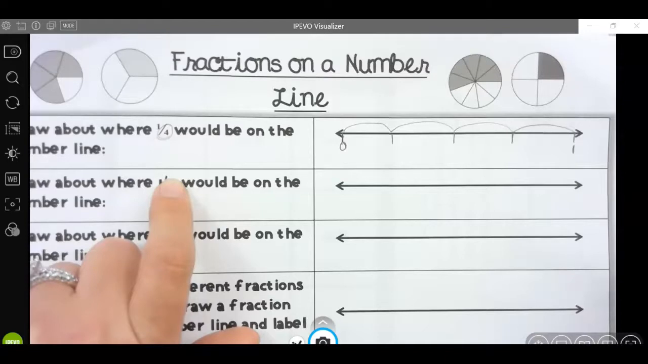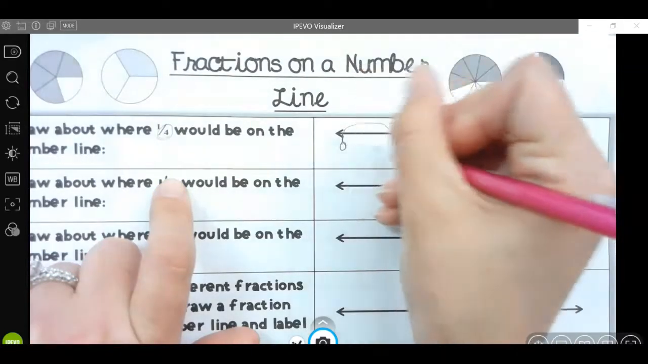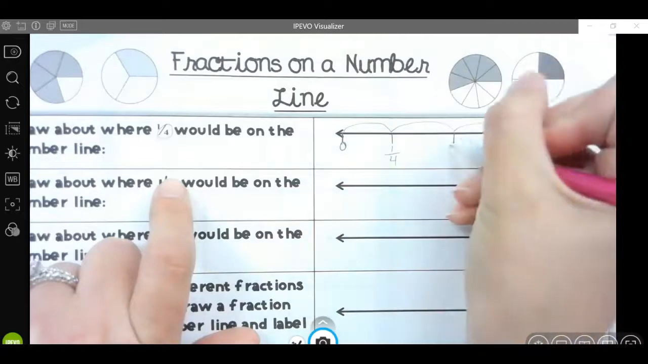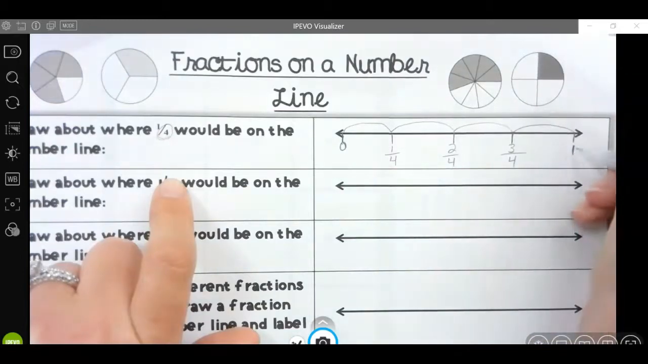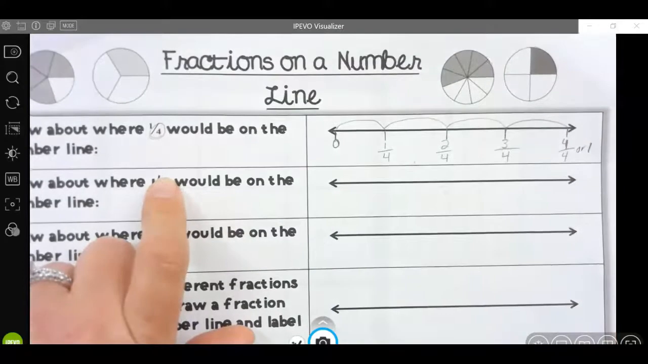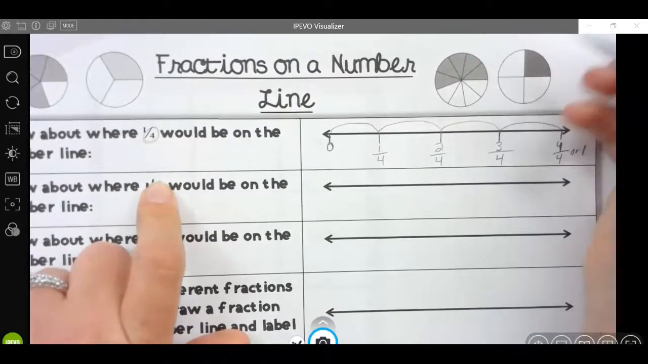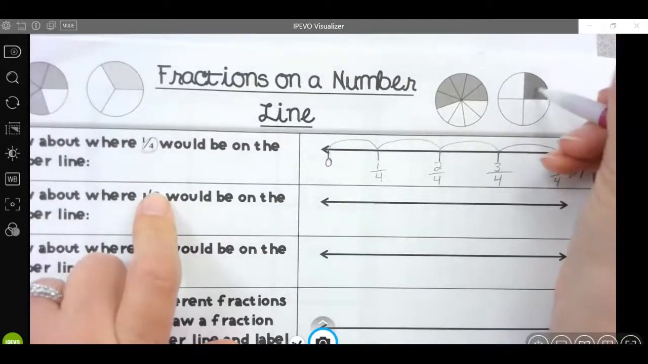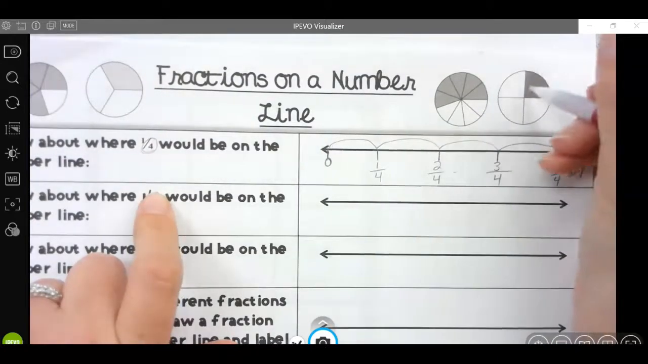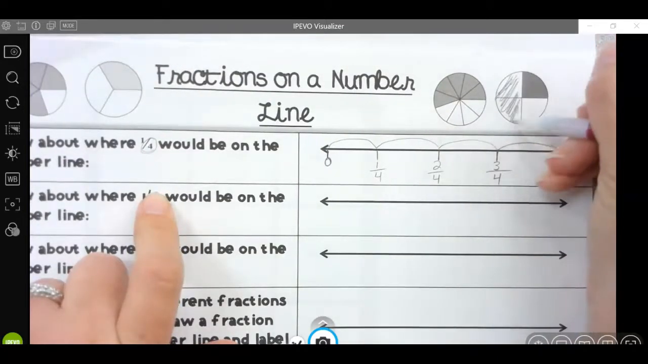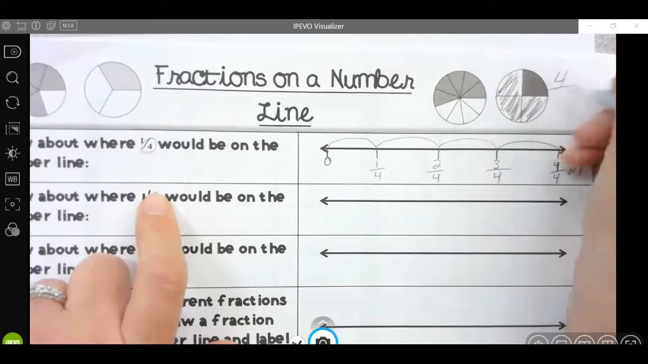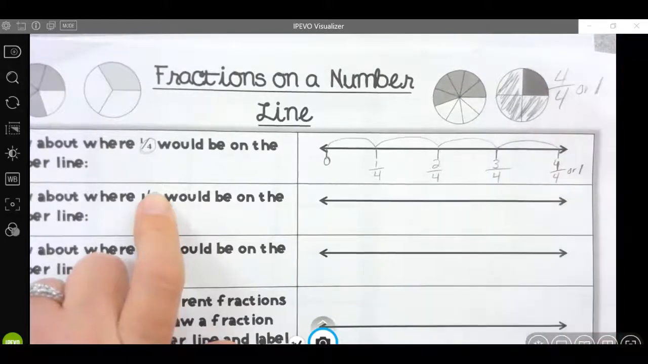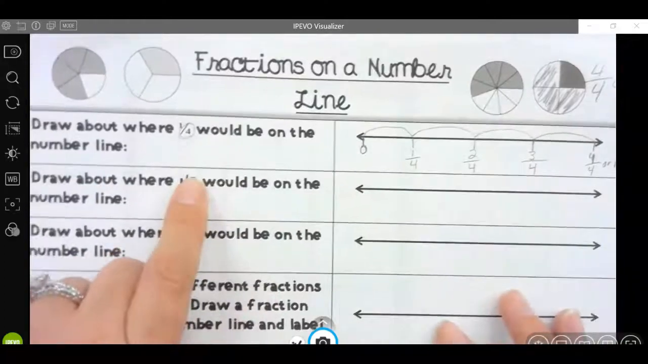So where would 1/4 be? This would be 1/4, 2/4, 3/4, and 1 whole would be 4/4 or 1. Okay? For example, if this was your pizza up here, you ate 1/4 of the pizza. But then as the week went on, you ate 2/4, 3/4, 4/4. When you ate 4/4 of the whole pizza, you have eaten the whole pizza. Okay? Good example to think about it.